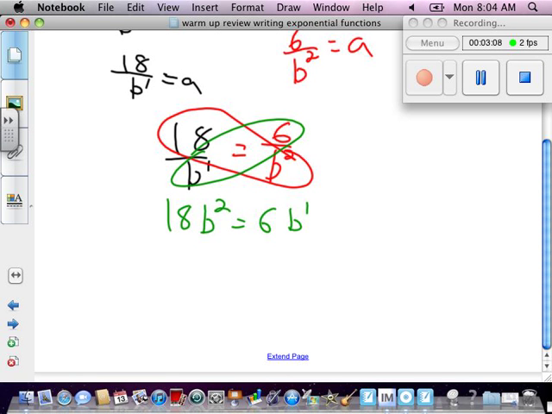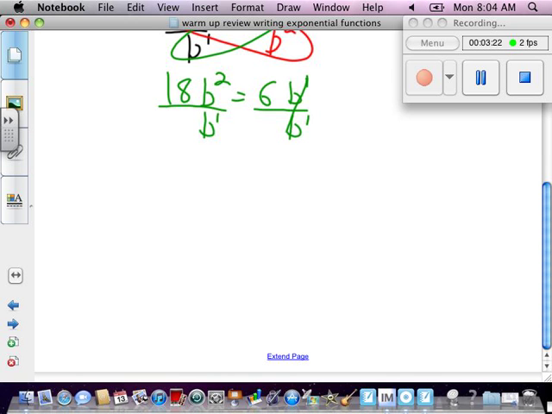Now we have to solve for b. In order to solve for b, what do I need to do? Divide. So I'm going to divide by b first. These cancel, and I'm left with 18. What is 2 minus 1? B squared minus 1, b to the first, equals 6. And then I'm going to divide by 18, and I get b equals 1/3.